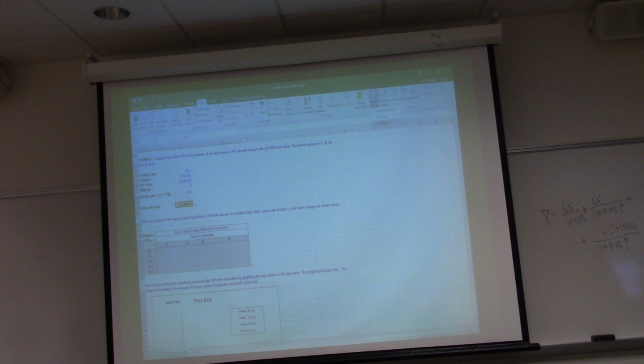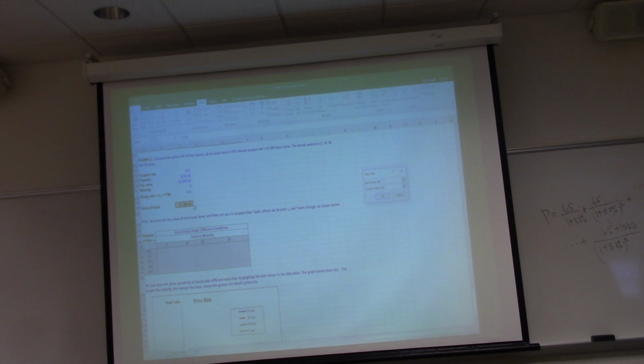So what needs to be horizontal? One is years left to maturity, one is the yield to maturity. I don't know, does anybody know? The row input cell, the yield. One is the yield, one is years left, right?